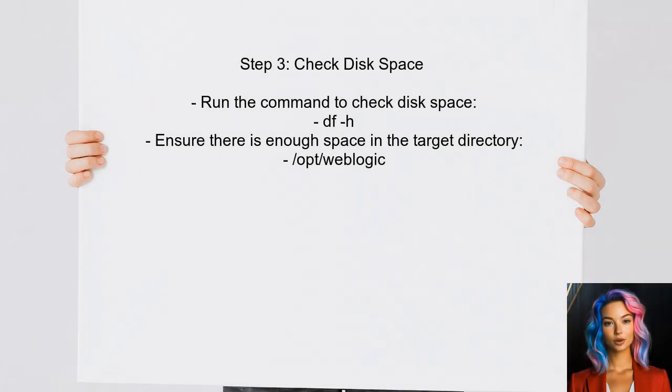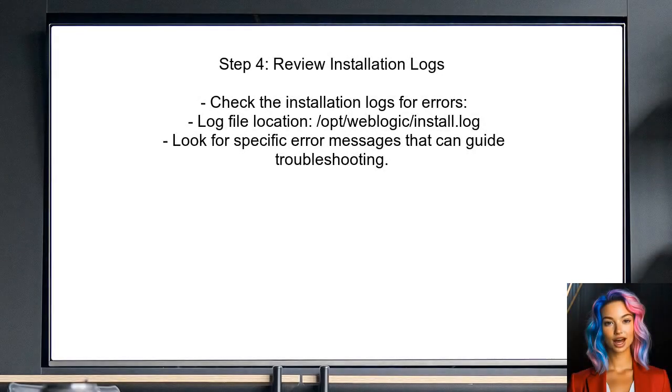For the third error regarding disk space, the user should confirm that there is sufficient disk space available for the installation. This can be done by checking the available space on the target directory. Finally, if the user continues to experience issues, they should review the installation logs for more detailed error messages. This can provide insights into what might be going wrong.